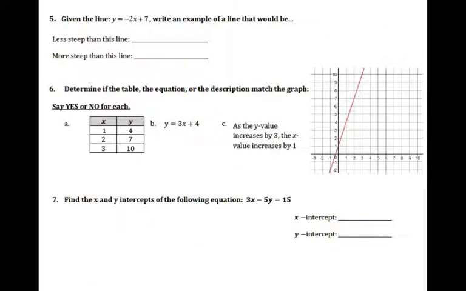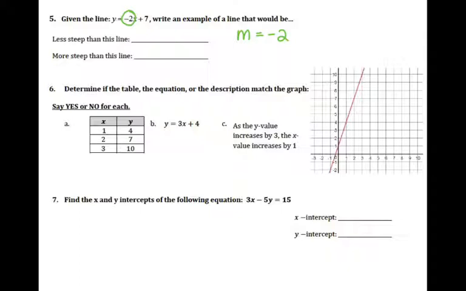Okay, steepness. So given the line y equals negative 2x plus 7, write an example of a line that would be less steep than this line or more steep than this line. So when we're talking about steepness, what we're doing is we are looking at the slope. So I'm going to write m equals negative 2 on the side.